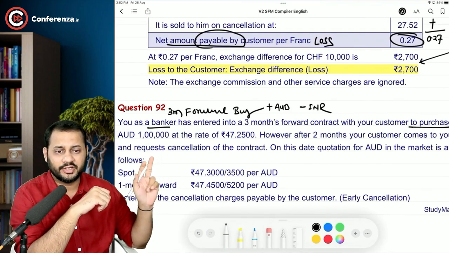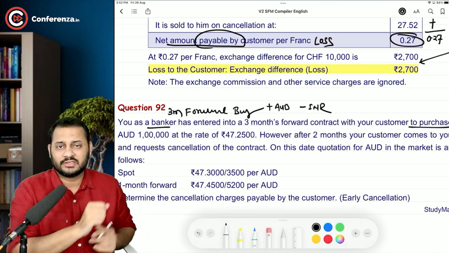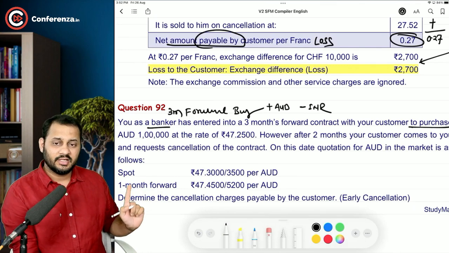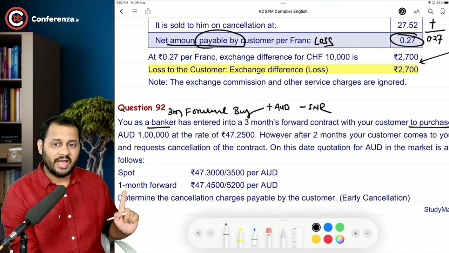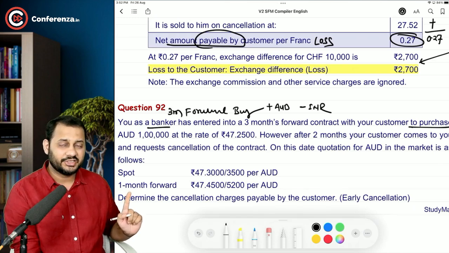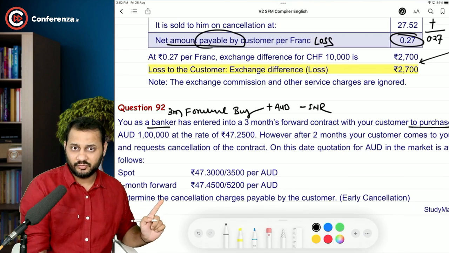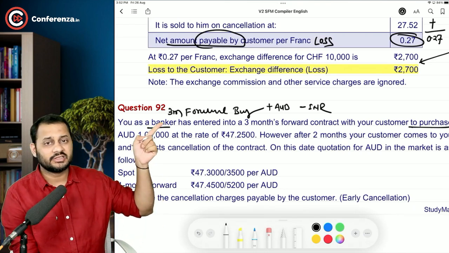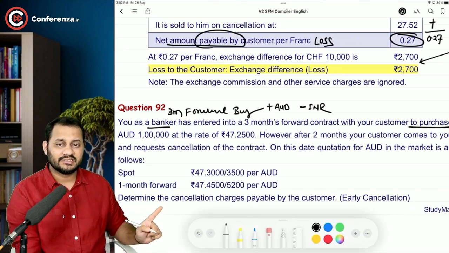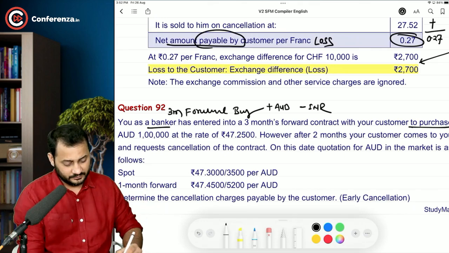On this date, the quotation of the Australian dollar in the market is as follows. After 2 months, the spot rate is this and 1 month forward is this. Why we are going to use this? Because this will ensure that the expiry of the cancellation contract is 1 month away from today, which is exactly 3 months forward contract due date. So this is the contract. Determine the cancellation charges payable by the customer.